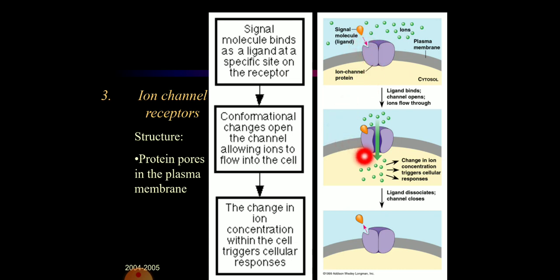What happens? The channel opens, the conformation changes, and therefore the channel opens and the ion comes inside the cell. If it is a negative ion coming inside, it's called hyperpolarization. If it's a positive ion coming inside, it may cause depolarization. So the change in ion concentration within the cell triggers the cellular response. So this is the third type of receptor as per signal transduction, and that is the ion channel receptor.